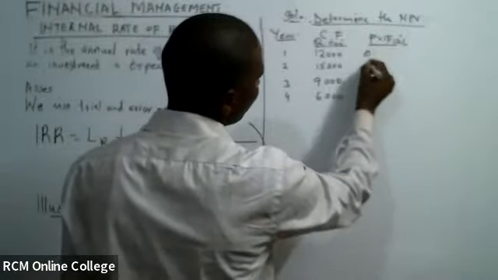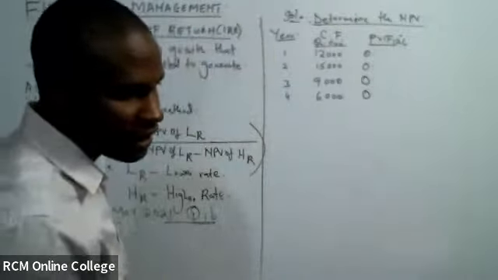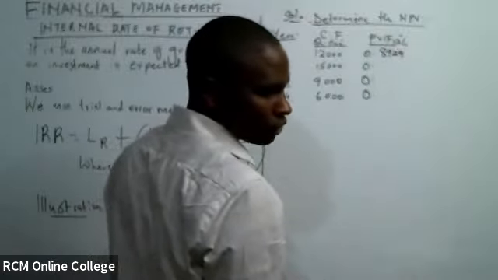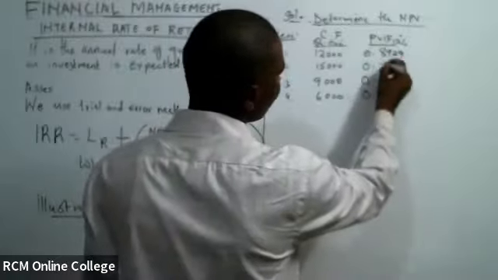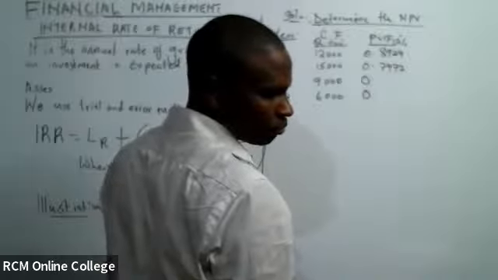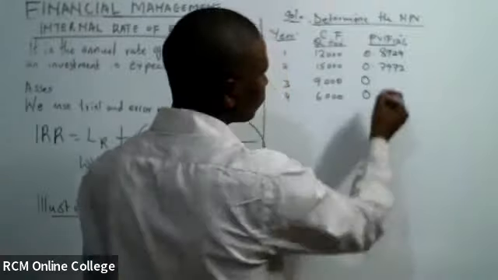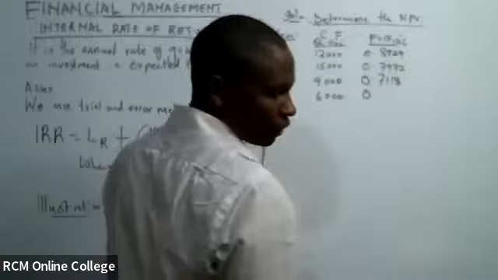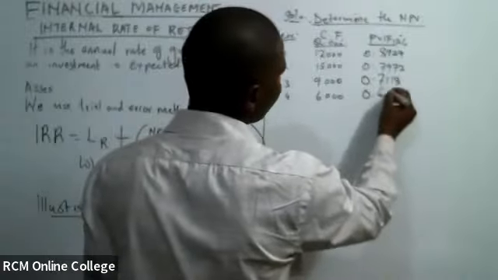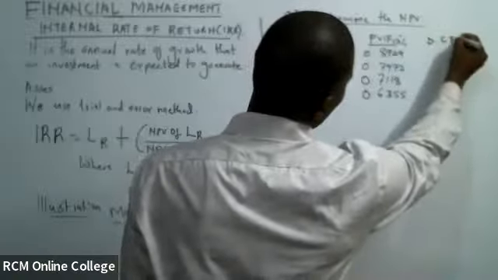Of course, in here 0 point. The first one is 89.29. The second is 79.72. The third is 71.18. And the last one is 63.55. We are done. Then we get the discounted cash flow here.